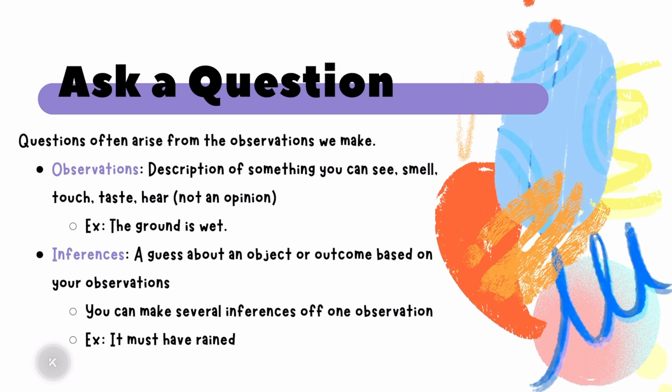We can make an inference based on our observations, and that's a guess about how that object or outcome happened based on our observations. So if my observation was the ground is wet, then I can make several inferences off of that one observation. I can make the inference of it must have just rained, or somebody dumped their Coke out onto the ground, or a fire hydrant is leaking, or a water pipe is leaking. So there are multiple inferences that I can make based off the observation of the ground is wet.